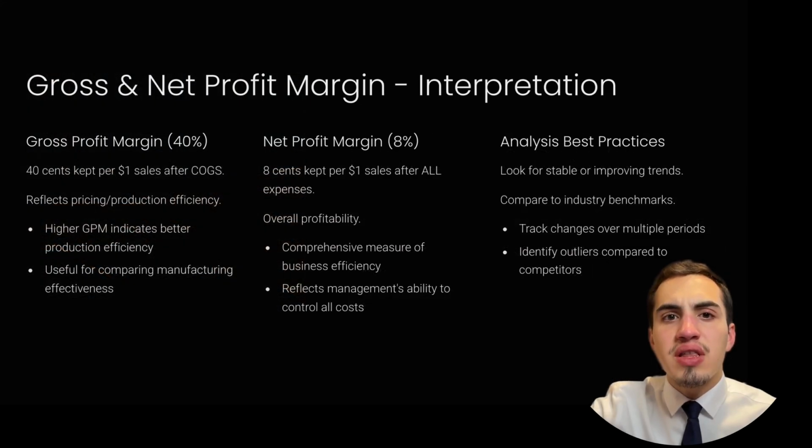Interpreting these, the 40% gross margin means 40 cents are left from each sales dollar after direct production costs, reflecting pricing power and efficiency. The 8% net margin reflects overall profitability, keeping 8 cents per sales dollar after everything. Analysts look at trends over time and compare them against industry benchmarks.